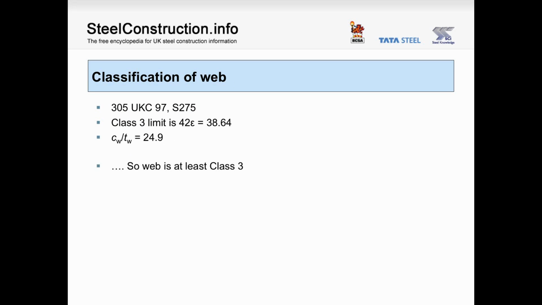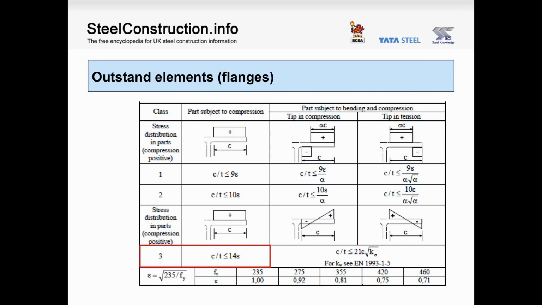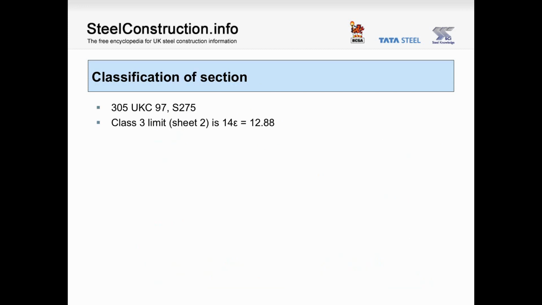We don't really mind if it's class 2 or class 1. All we need to know is that it's at least class 3, and therefore we will use the gross area. Considering the flange, the C over T ratio for the flange is 8.6. From the Eurocode, the class 3 limit for the flange is 14 epsilon. 14 epsilon is 12.8, our actual is 8.6, so the flange is also class 3.